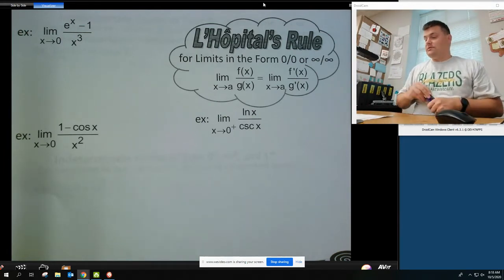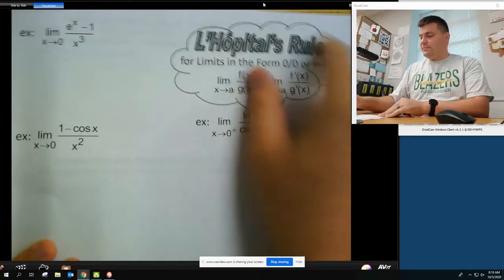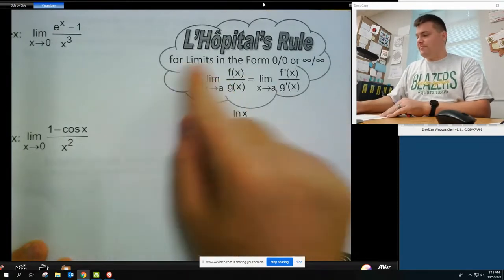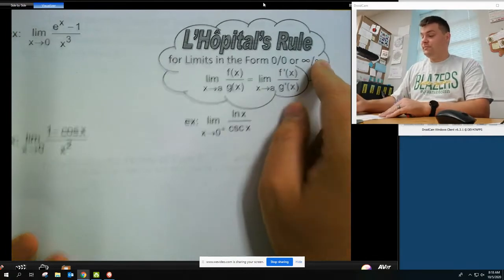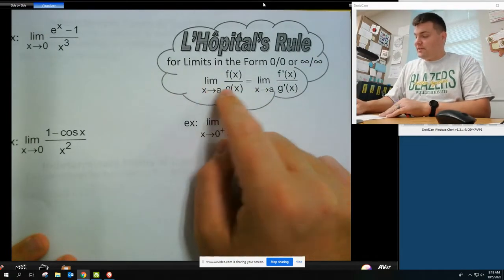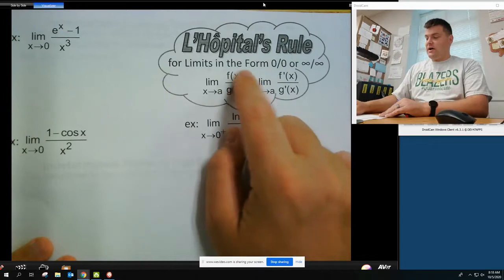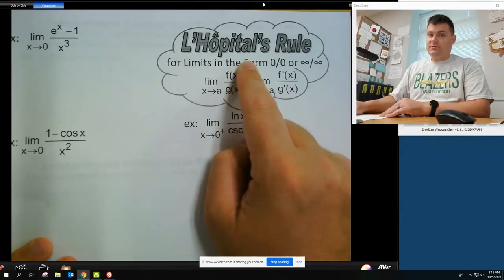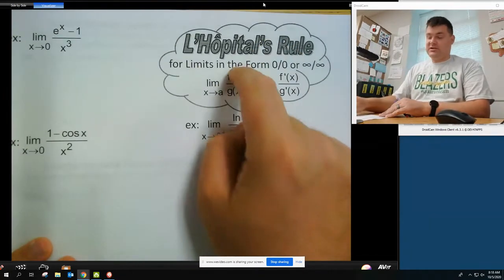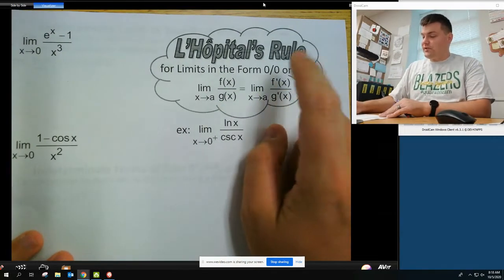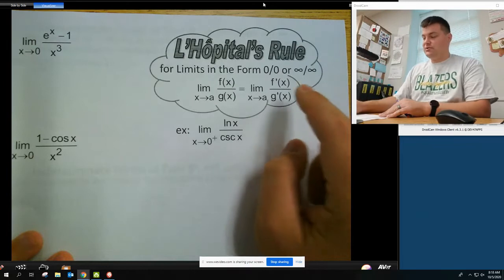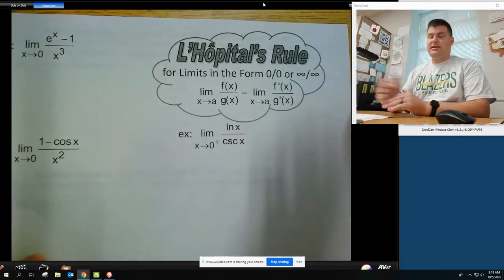Okay, so if you look up right up here, this is pretty much what it is. So if you have a limit in the form of 0 over 0 or infinity over infinity, and you want to find the limit of a function, now it has to be written as a ratio, okay, as one function on top, one function on the bottom. Then it's the same thing as taking the derivative of the top and then the derivative of the bottom and then plugging it in from there.